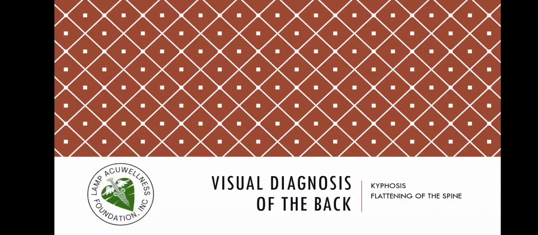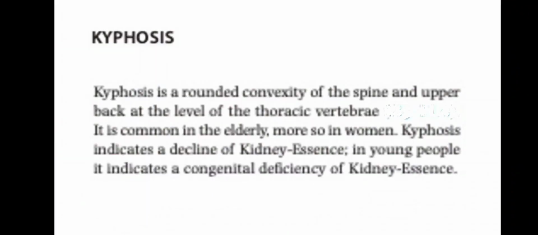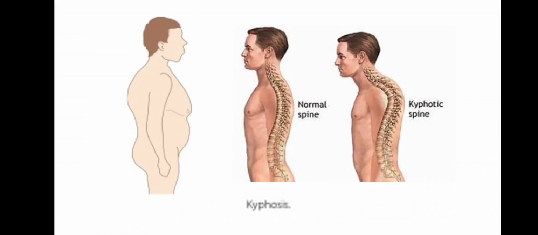Let us now go to visual diagnosis of the back. The topic is kyphosis and flattening of the spine. Kyphosis is a round convexity of the spine and upper back at the level of the thoracic vertebrae. It is common in the elderly, more so in women. Kyphosis indicates a decline of kidney essence, and in young people it indicates a congenital deficiency of kidney essence.